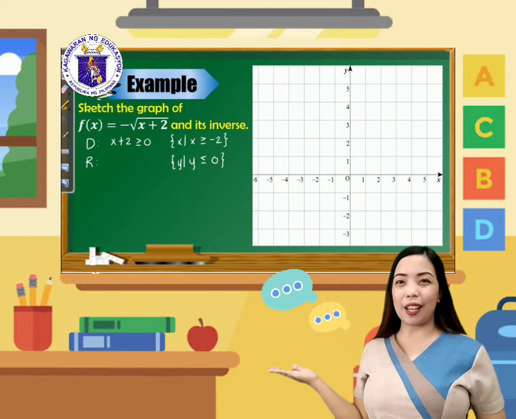Now let us create a table of values for this function. So we have x and f of x. Take note that the values of x should be greater than or equal to negative 2. So let's say we have negative 2, negative 1, 0, 1, and 2. To find the values of f of x, we need to plug in each x value to our function. So by doing that, we will be having 0, negative 1, negative 1.41, negative 1.73, and negative 2.